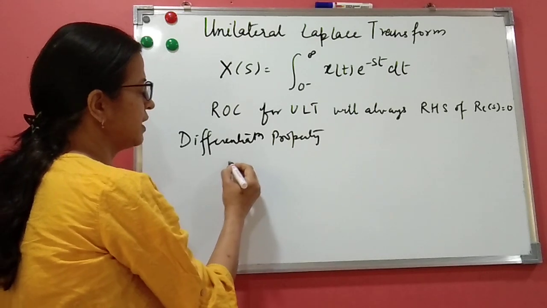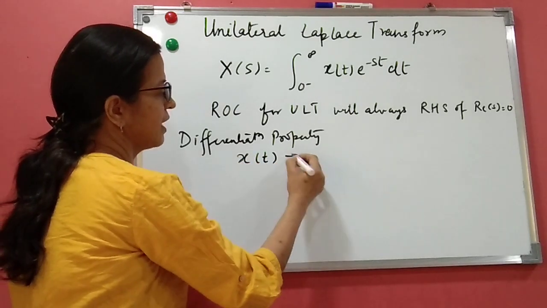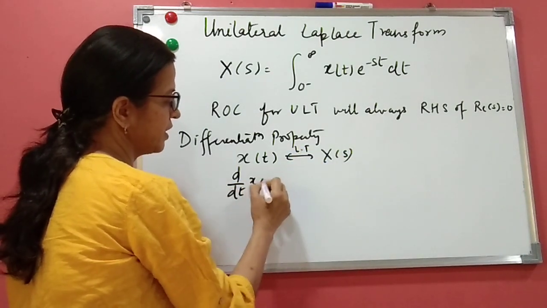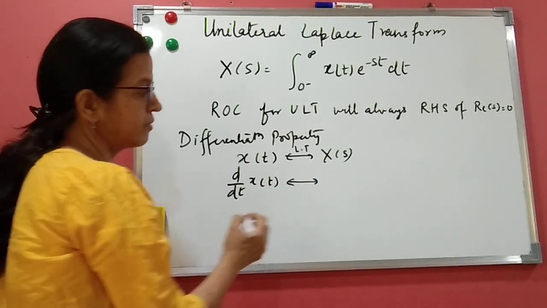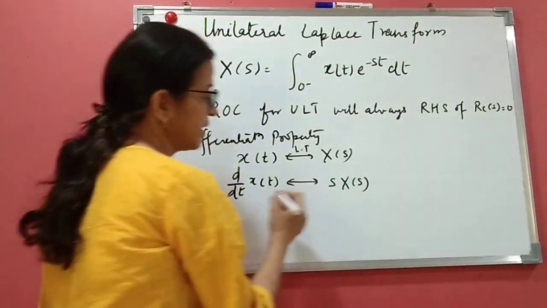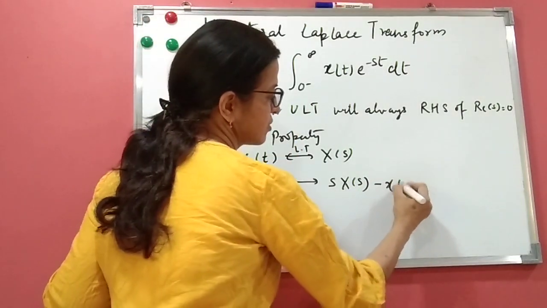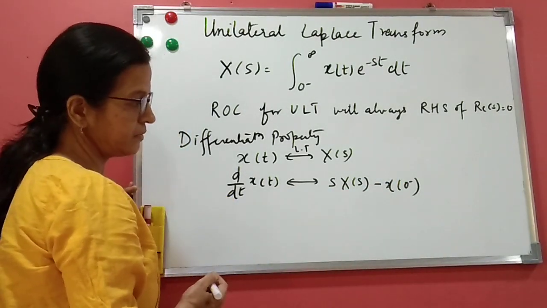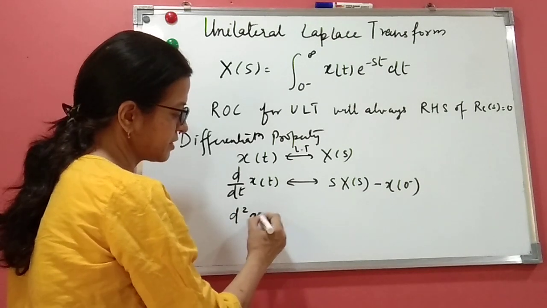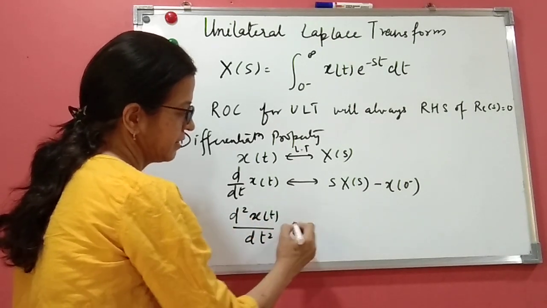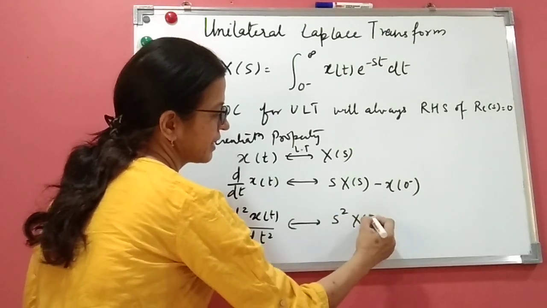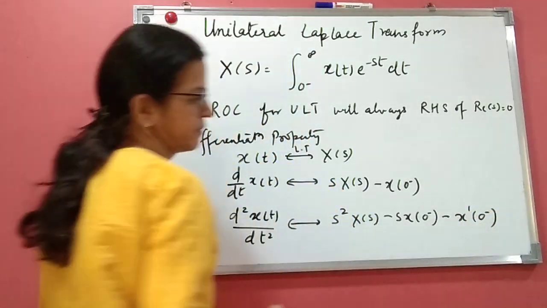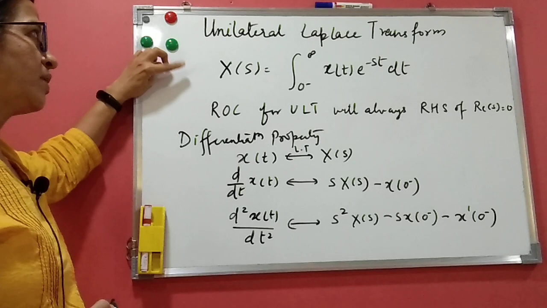The differentiation property says that when x(t) has Laplace transform X(s), then for d by dt of x(t), according to bilateral Laplace transform it was s X(s), but for unilateral transform it is s X(s) minus x(0 minus). If I write d squared x(t) by dt squared, the Laplace transform is s squared X(s) minus s x(0 minus) minus x dash (0 minus).